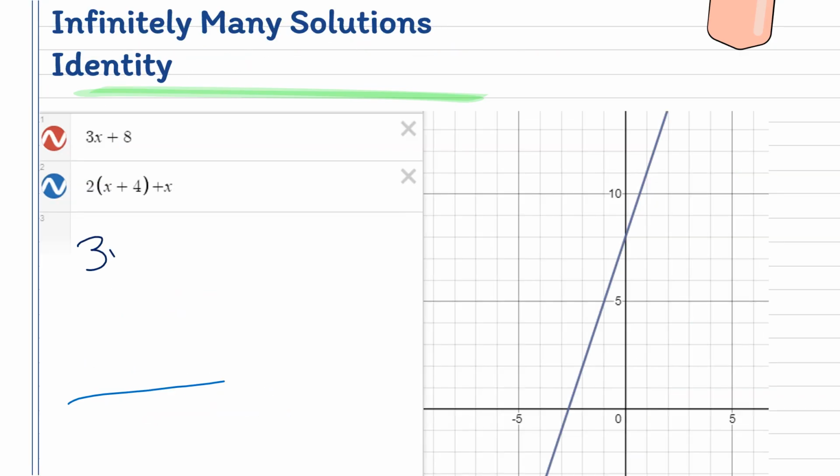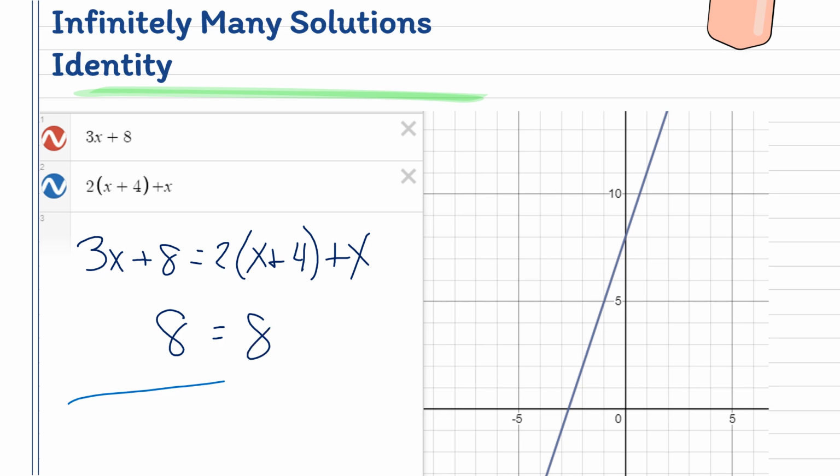B looked like this, right? And remember, we were simplifying and trying to solve, and we wound up with 8 equals 8. So what that means, and you can see it on Desmos, is that it's really just one line on top of another line. When that happens, we can say that there are infinitely many solutions. We can call it the identity.